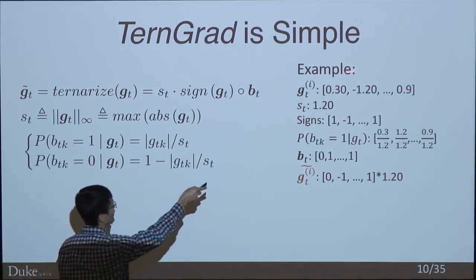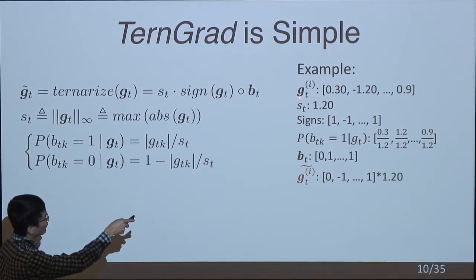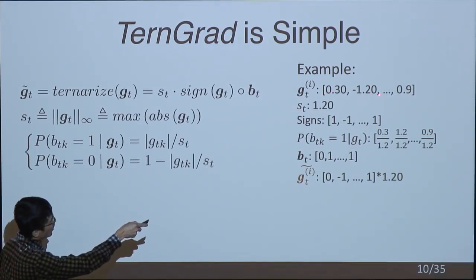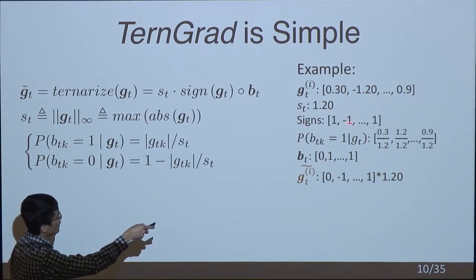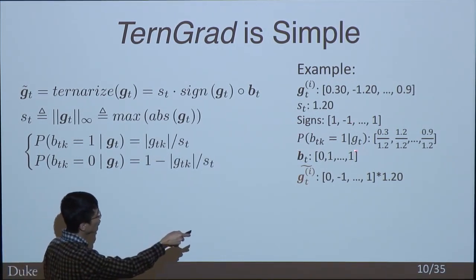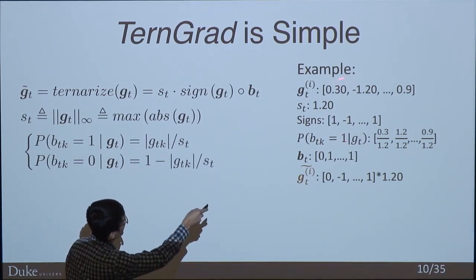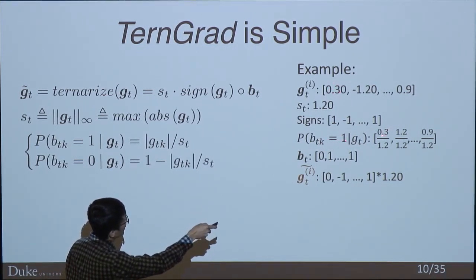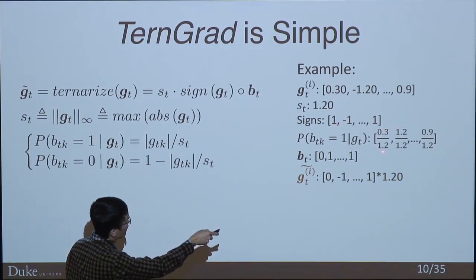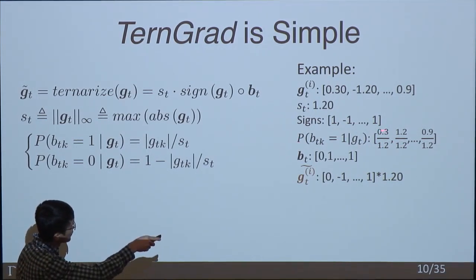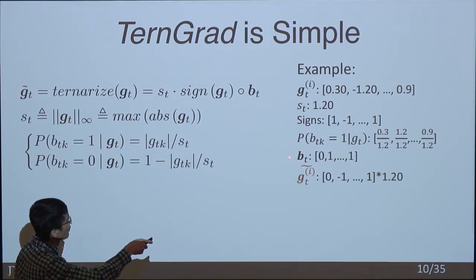So let's go to the example. Let's say our floating gradient has these values, and we get the maximal absolute value, which is 1.2, and then we get the sign of all the gradients. Then we form a Bernoulli distribution with its probability of being 1. So let's say for this element, its probability of being 1 is just 0.3 over 1.2. It's simple. Then we draw a sample from the Bernoulli distribution with this probability, we get the binary code, and we multiply them all.